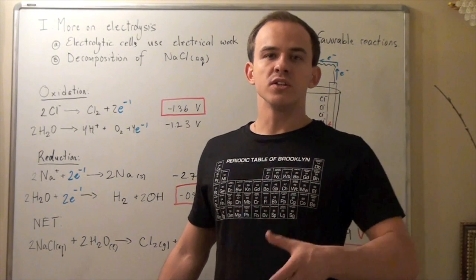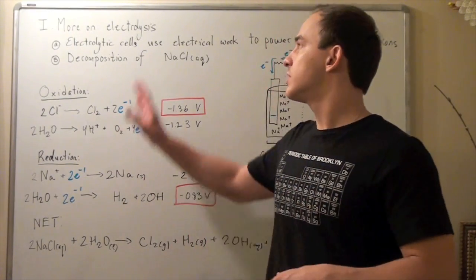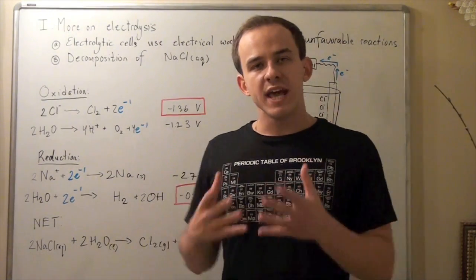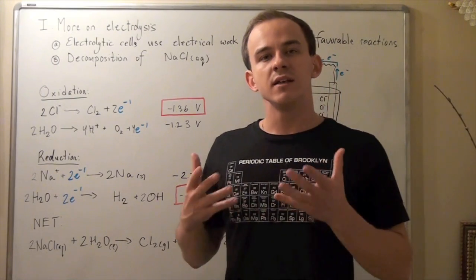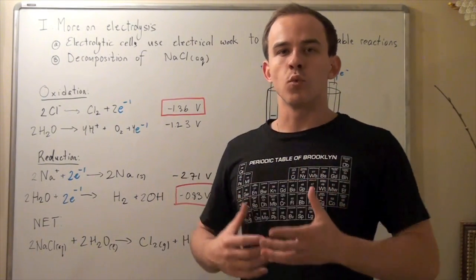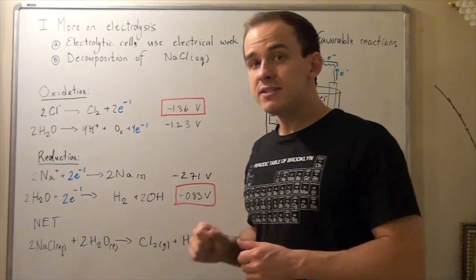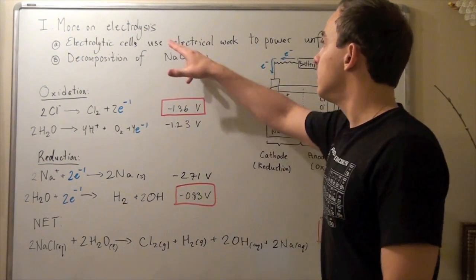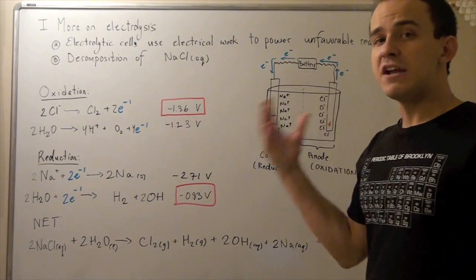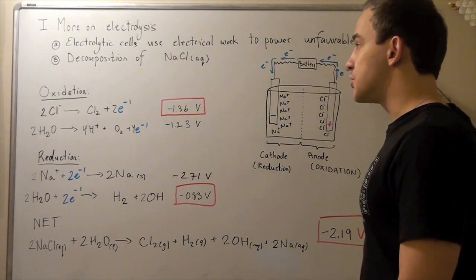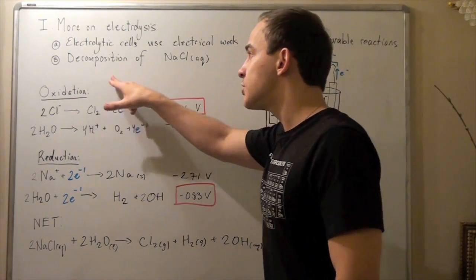In this lecture, we're going to talk a bit more about the process of electrolysis. Recall that voltaic cells are electrochemical cells that create electrical work from chemical energy. On the contrary, electrolytic cells use up electrical work to power unfavorable redox reactions, such as decomposition reactions.